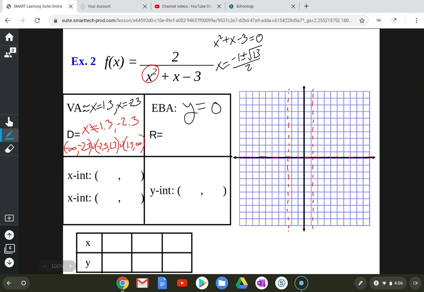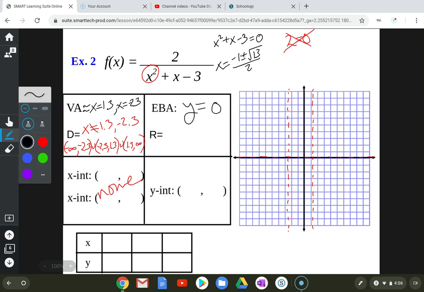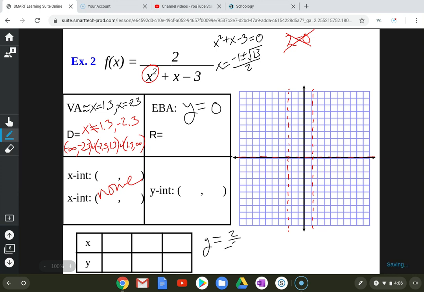X-intercepts, there are none. How are there none? Because if we set the top equal to 0, we get nonsense, right? So there are no x-intercepts. It will never touch the x-axis. All right, let me switch colors here. So y-intercept: if we set all of our x's equal to 0, we get y equals 2 over negative 3. So our y-intercept is at (0, negative 2/3). So our y-intercept is right around there.